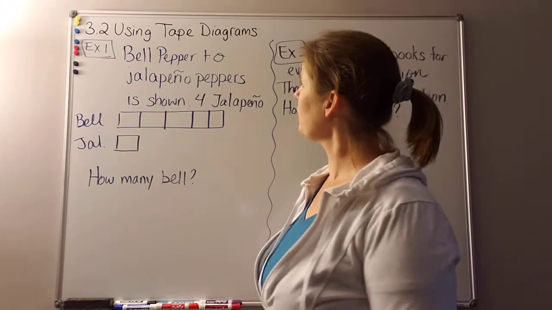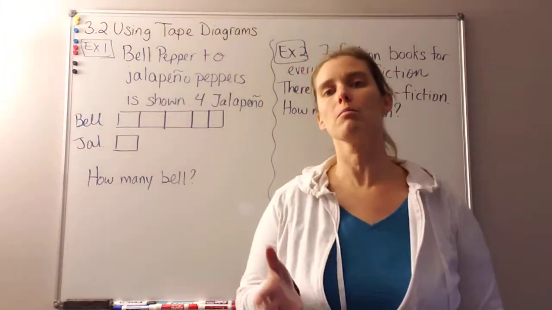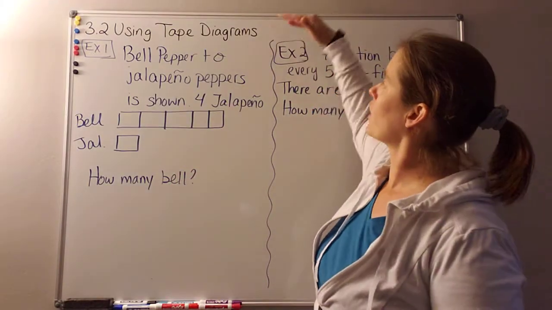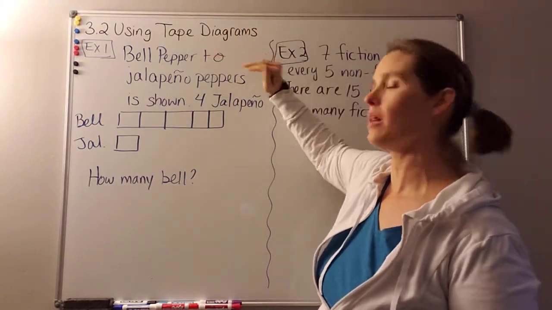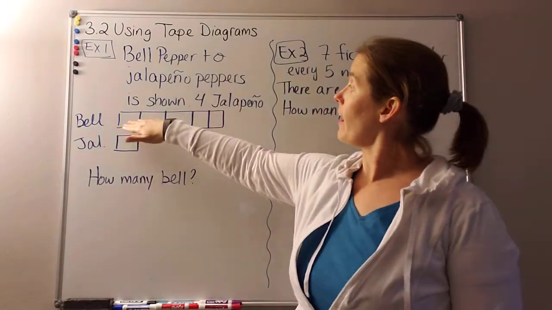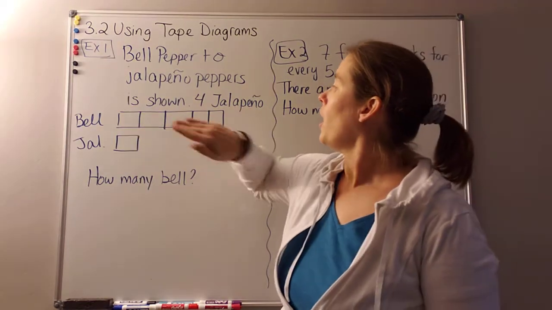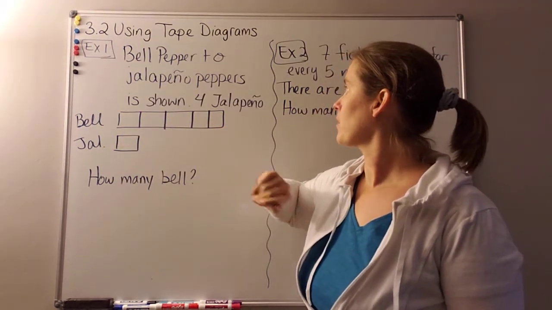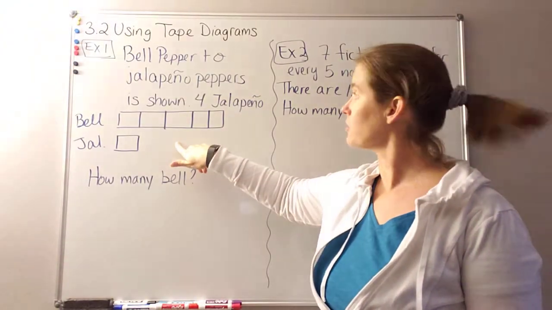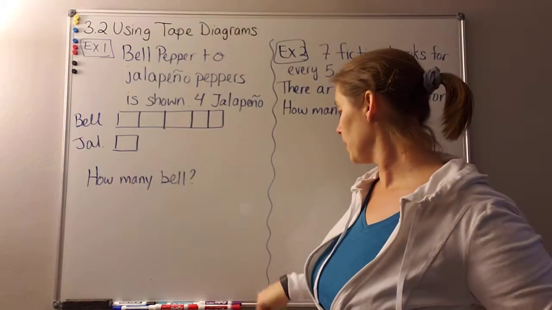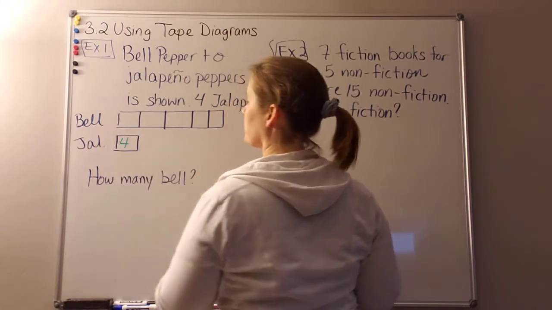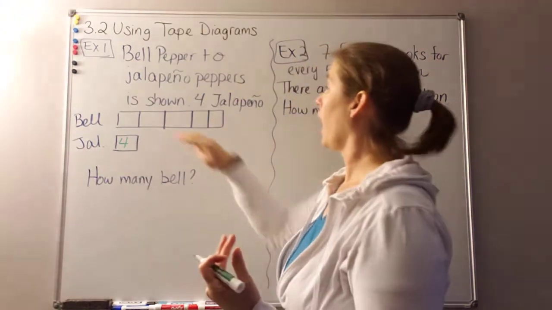All right, so to review a little bit how these tape diagrams work, let's take a look at 2 different examples. Here we're going to start out with the tape diagram. We've got a ratio of bell peppers to jalapeno peppers in a garden. We're showing it with 5 boxes for the bell, 1 for the jalapeno. And remember, in tape diagrams, all the boxes are worth the same amount. So if we're told there's 4 jalapeno peppers, that means our 1 box gets a 4 in it. Now the question is, how many bell peppers are there?